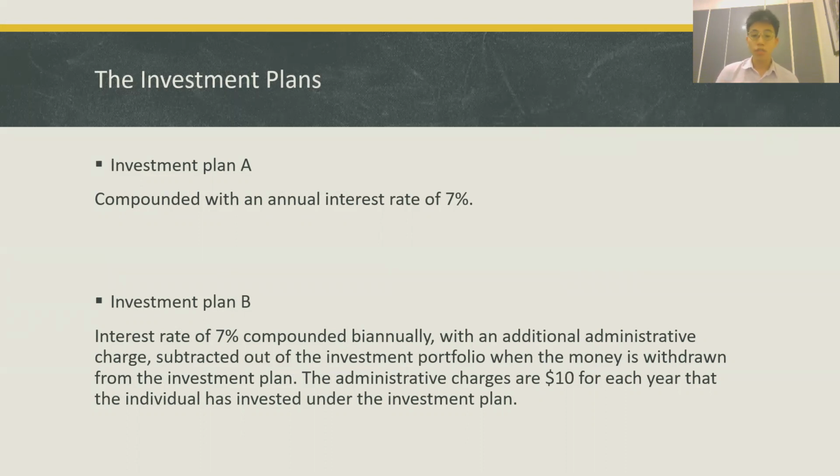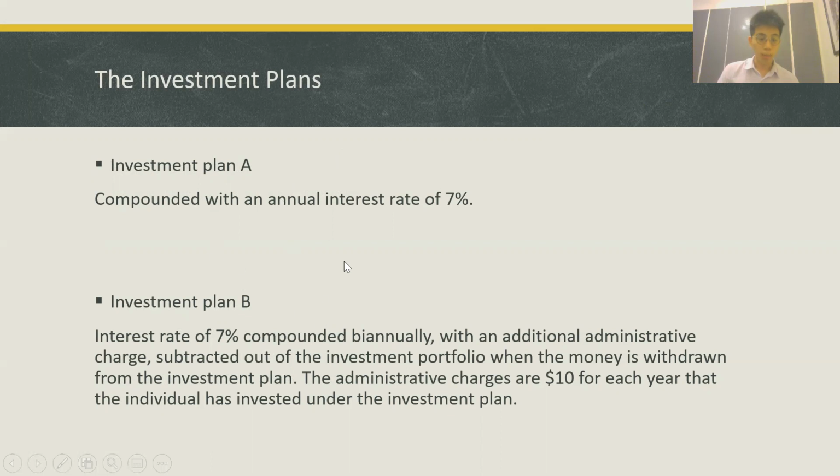The administrative charges are only $10 for each year that the individual has invested under the investment plan. So if an individual chooses to stay invested in plan B for 4 years, he'll be required to pay $40 worth of administrative charges. However, in Wojciech's case, because he intends to use this investment plan for 10 years, he'll be required to pay 10 times 10, which is $100 in total.